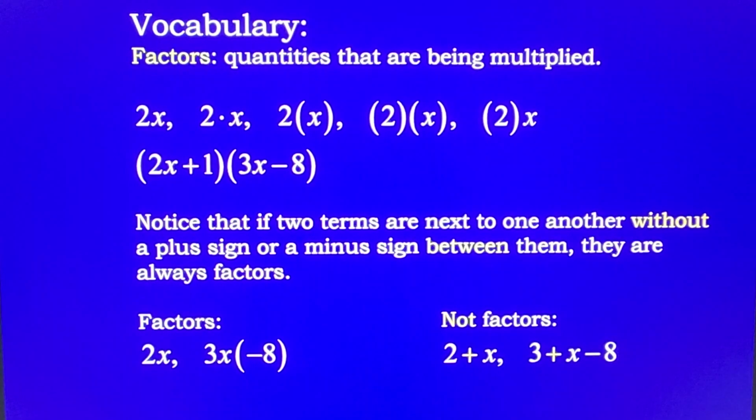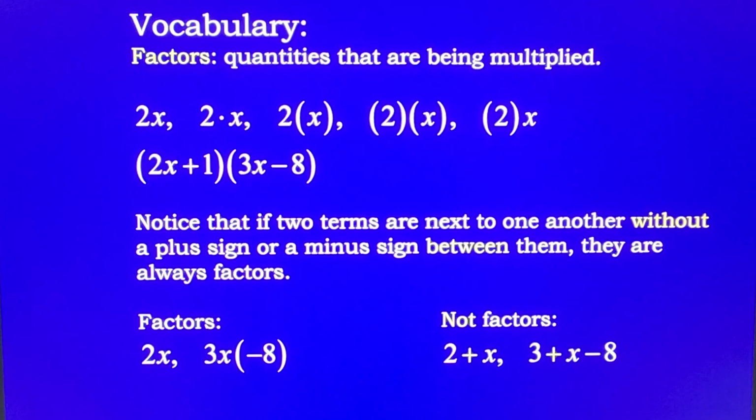Factors. Factors are quantities that are being multiplied. 2 times x, 2 parentheses x also means 2 times x, parentheses 2 parentheses x equals 2 times x, parentheses 2x also means 2 times x. There are many different ways of writing multiplications or writing factors. Depending on the situation, you are going to use one of these methods, because they are more suitable in some problems than others. (2x plus 1)(3x minus 8).